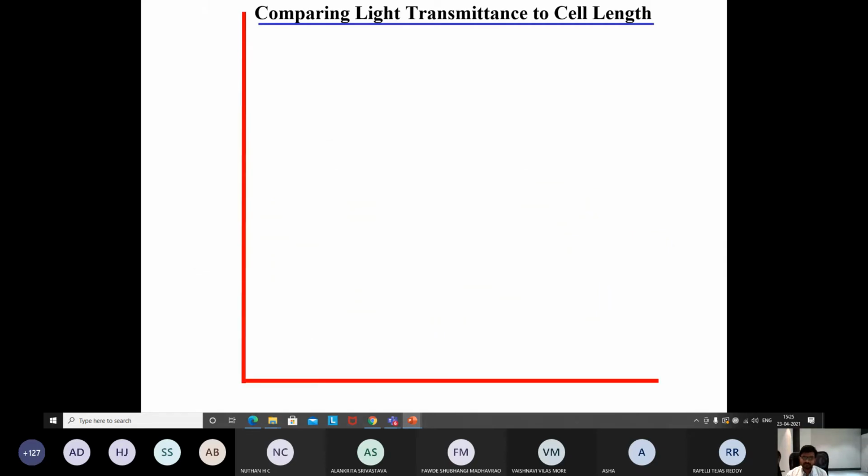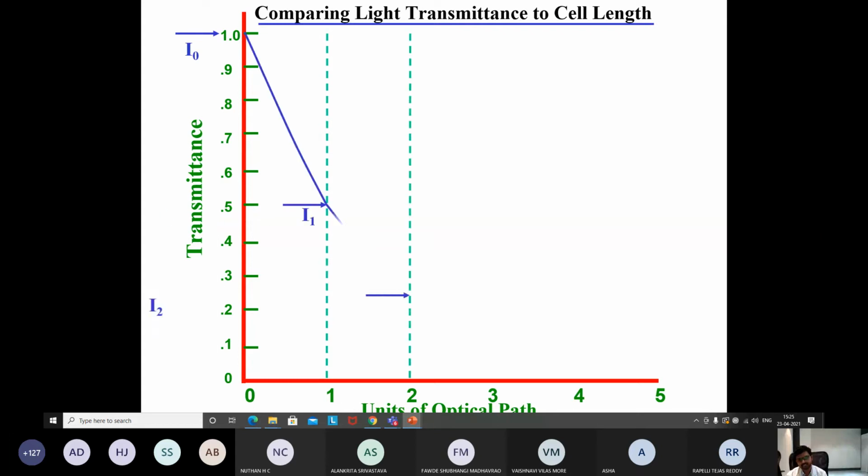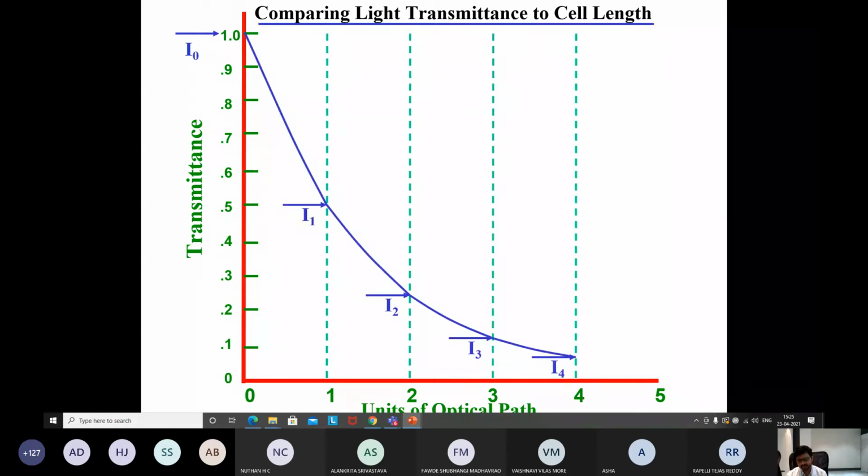So this is the graphical representation of the transmittance. When the optical path increases, transmittance decreases. So this is the graphical presentation I am showing. Here at 1 unit of path length, transmittance is this much. If it is doubled, transmittance decreases, and it decreases further if you increase the path length. So this is the Lambert's law. Lambert's law says about the path length. Beer's law says about the concentration of the substance in the solution.